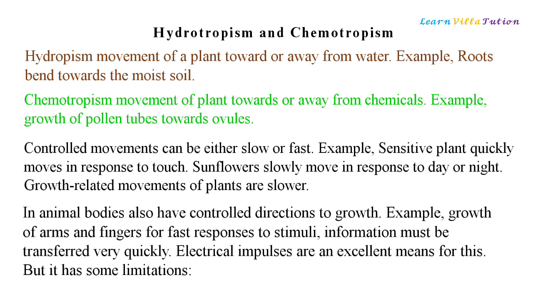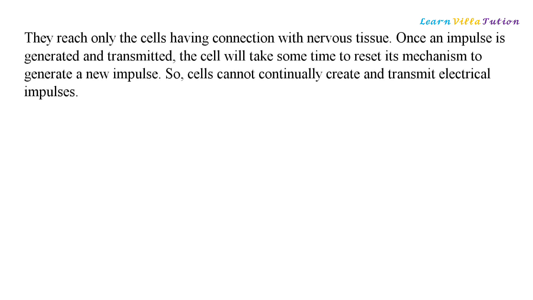Information must be transferred very quickly. Electrical impulses are an excellent means for this, but they have some limitations. They reach only the cells having connection with nervous tissue. Once an impulse is generated and transmitted, the cell will take some time to reset its mechanism to generate a new impulse. So cells cannot continually create and transmit electrical impulses.